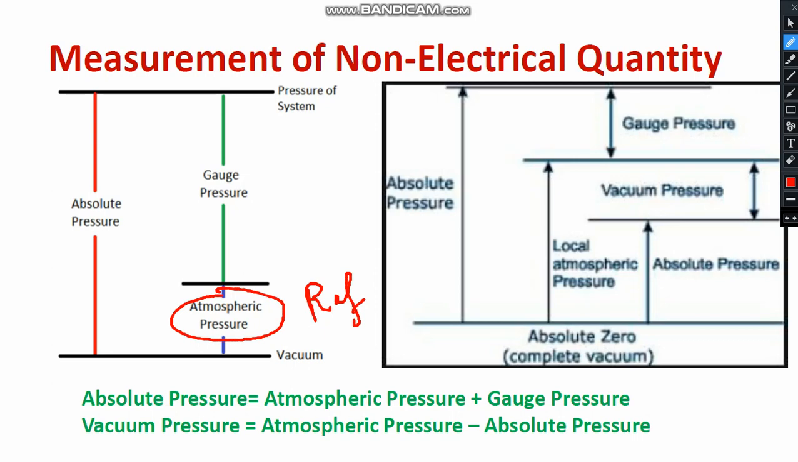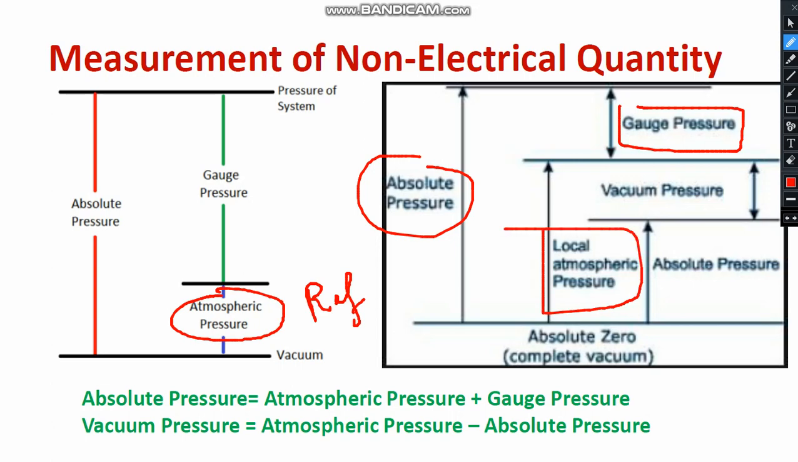This diagram also will be helpful for you. Absolute pressure is given here, and it is segmented into the gauge pressure and atmospheric pressure. Again, you are able to calculate the vacuum pressure. If you want to calculate the vacuum pressure, you calculate the difference between atmospheric pressure and the gauge pressure, then definitely you will get the vacuum pressure. And if you want to calculate the atmospheric pressure, take the sum of vacuum pressure and absolute pressure.